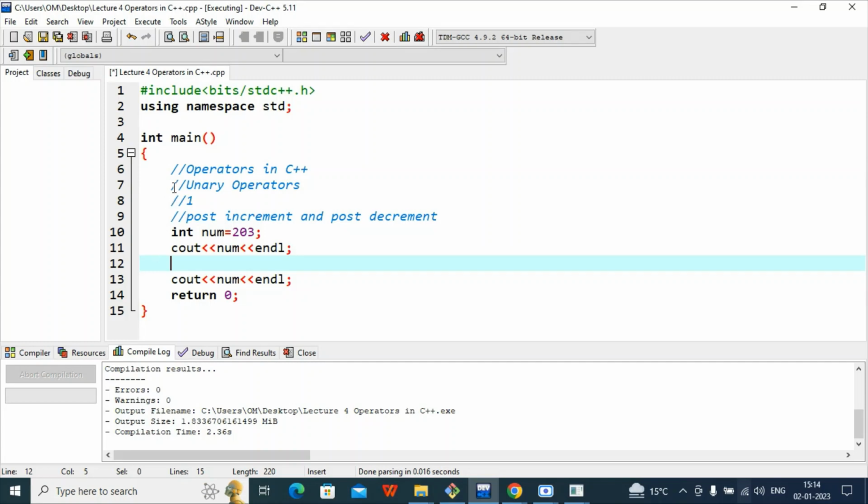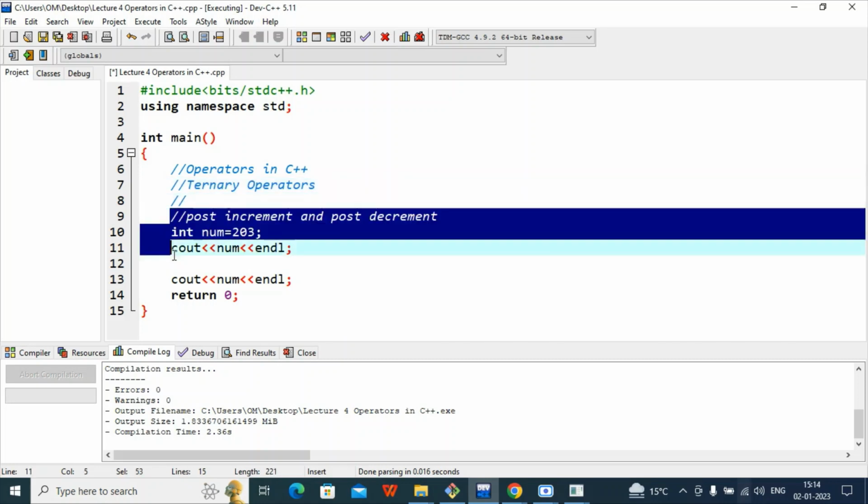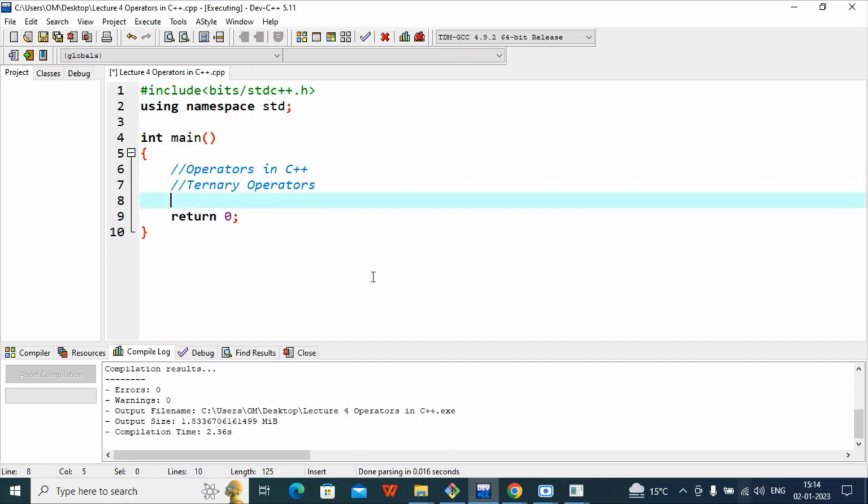Now, a very stylish kind of operator, which is known as your ternary operator. Ternary operator, right? Let me show you what the ternary operator is. It is basically the stylish way to write an if else condition.